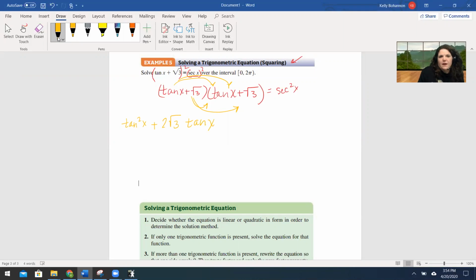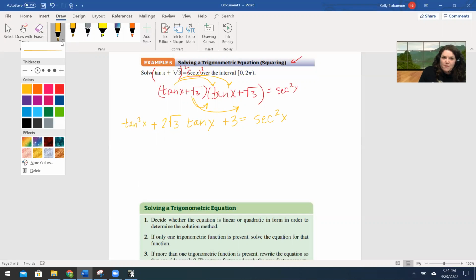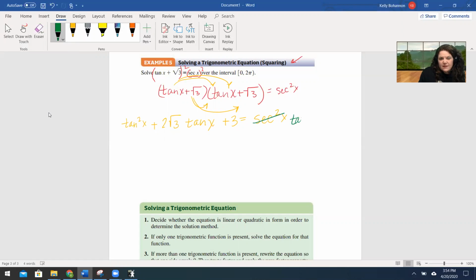And then square root 3 times square root of 3 is just going to be plus 3 equals secant squared x. Okay, so now I have to deal with the fact that I have secants and tangents in the same problem. But if you remember your Pythagorean identities, secant squared can be replaced with tangent squared x plus 1 because of the Pythagorean identity. Tangent squared x plus 1 equals secant squared.